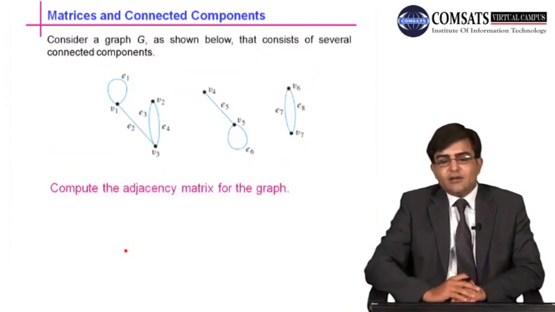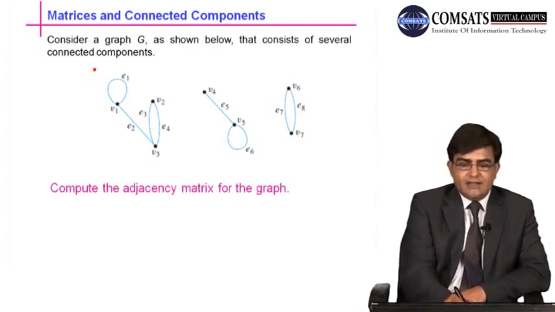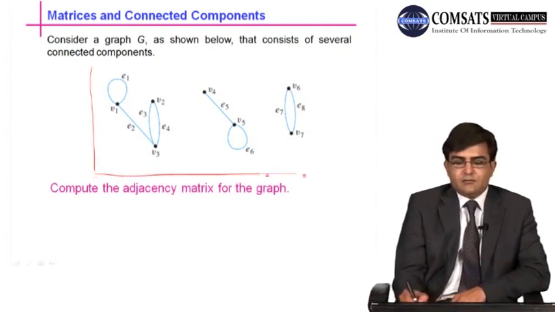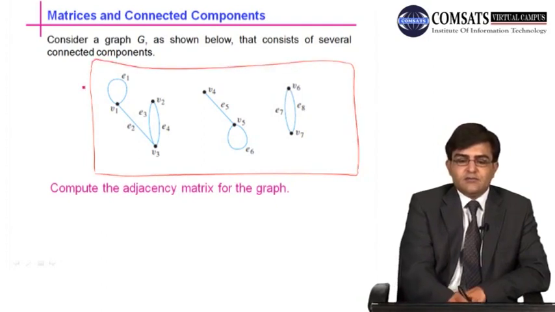Next is matrices and connected components. Consider a graph G as shown below, that consists of several components, connected components. So this whole is basically the graph G, and these are all connected components.